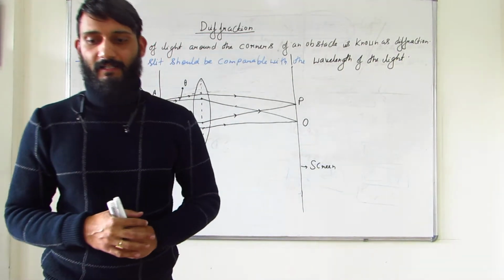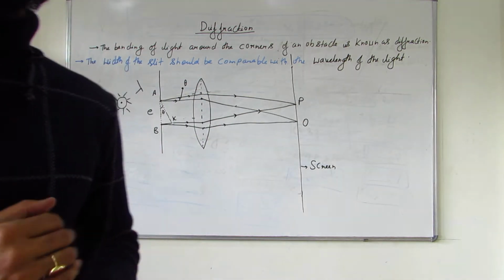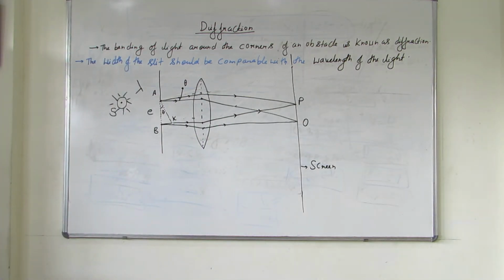Today we'll understand an important topic which can be explained on the basis of the wave theory of light, that is Huygens' principle. The name of the topic is diffraction. And what is diffraction? Basically, the bending of light around the corners of an obstacle is known as diffraction.